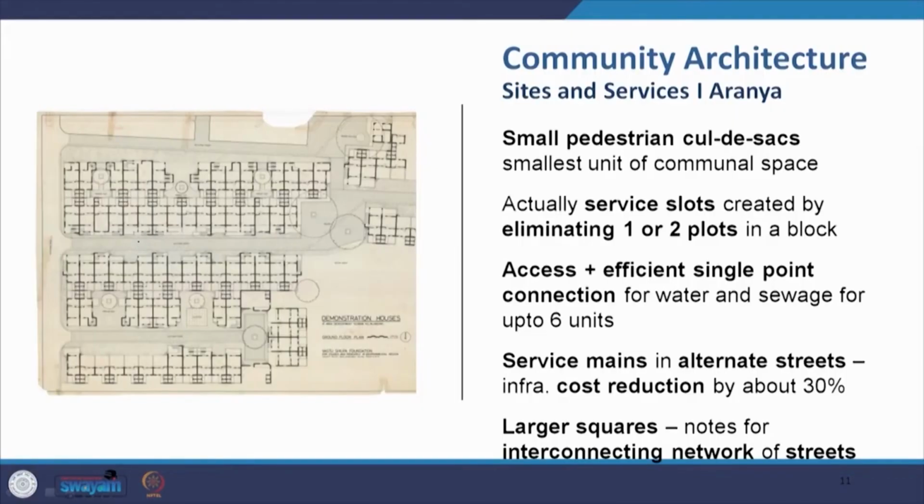Now, when you come to the project itself, there are these small pedestrian cul-de-sacs that you can see, for example here, and in other places. What happens here is that the service lots have been created by removing one or two plots from the block, and an efficient single point connection to water and sewage is provided, for example, to at least 6 dwellings. Let me show you that. Here, this is one dwelling, 3, 4, 5 and 6 dwellings, and these are the units of these dwellings that you see here.